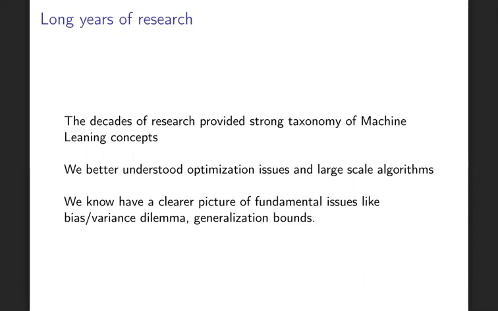Another one is that, based on all the classical MLs, they've actually understood what optimization issues are, and large scale algorithms, meaning algorithms that can work on large scale data. So all the 50 years of machine learning before deep learning, they've understood all these issues. So it became easy for deep learning to blow up so fast. And now we also have a clearer picture of fundamental issues like models overfitting or underfitting. You understood the bias-variance dilemma. You also understood the generalization bound, which means how your model is able to generalize to new instances. All these have been settled because you have long years of people working in machine learning.